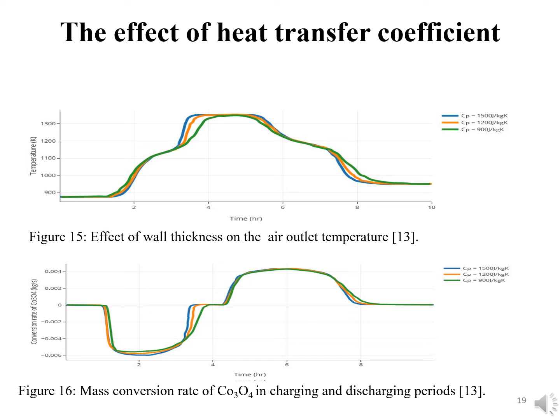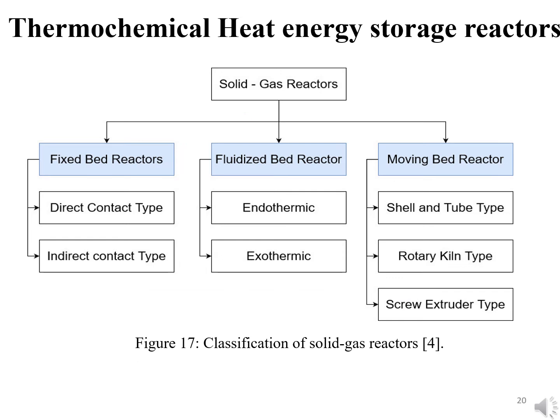The reaction rate of the whole storage system is based on the mass of cobalt oxide. The more quickly the temperature increases or decreases, the shorter the reduction or oxidation processes are. It is very crucial to discuss the reactors used in solid gas reactions. As shown in figure 17, the classification of solid gas reactors is shown.